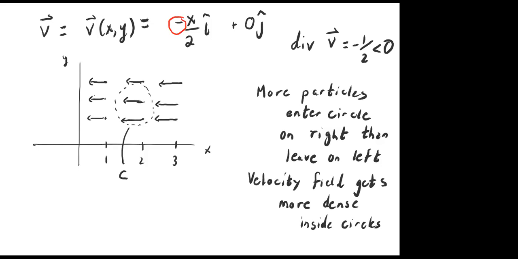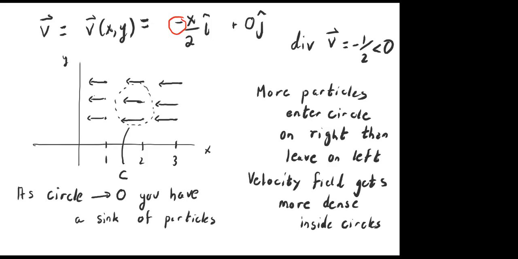So it's a very nice physical way to view what's going on. Let this circle become small enough, so you're talking about what's happening at a point. And what you have at a point in the vector field or the velocity field is a sink of particles. And the divergence in this case is negative. So you have a mechanism where, if you will, particles can be drained from the system.